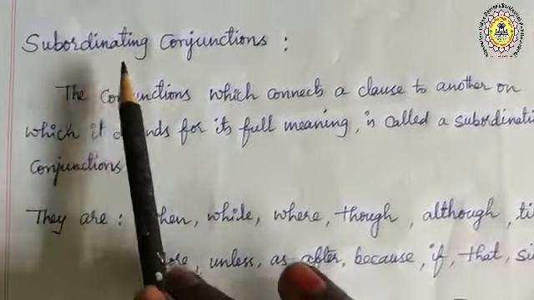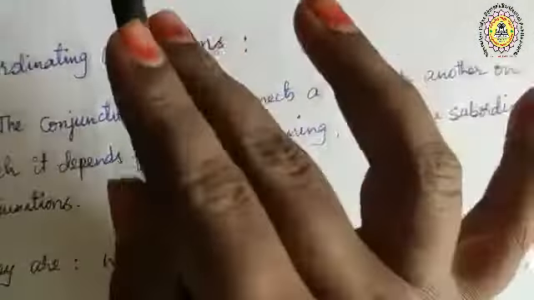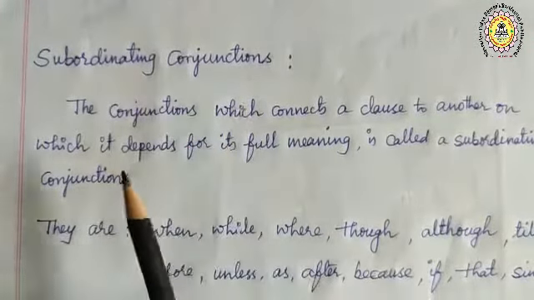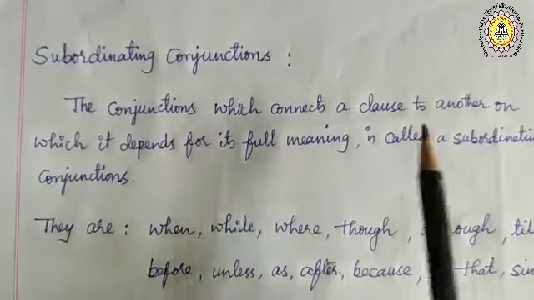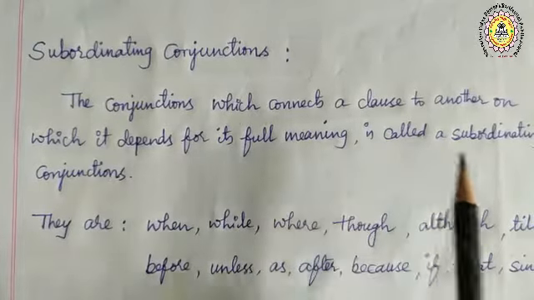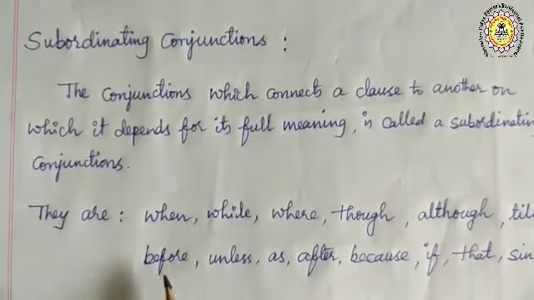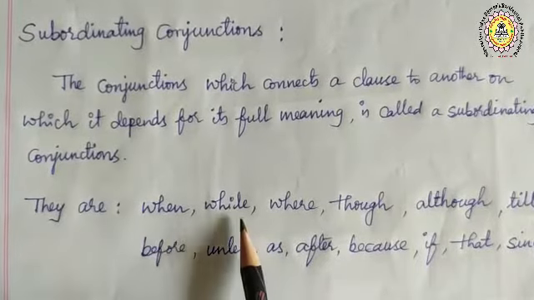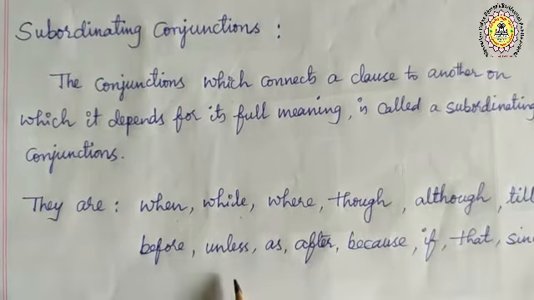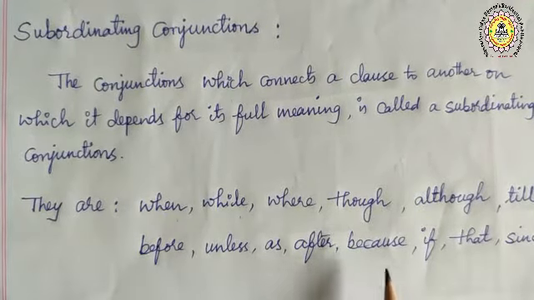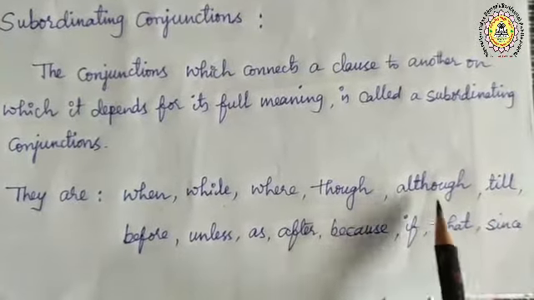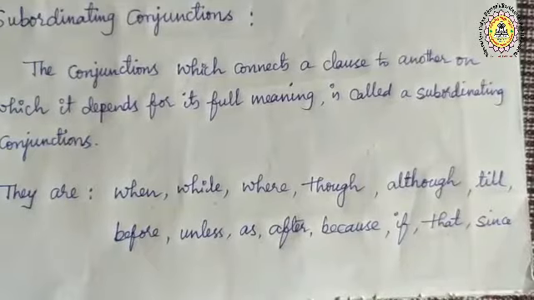Our second one is subordinating conjunctions. First one is coordinating and second one is subordinating. Now, let us see what is a subordinating conjunction. The conjunction which connects a clause to another on which it depends for its full meaning is called a subordinating conjunction. They are when, while, where, though, although, till, before, unless, as, after, because, if, that, since. These are some of the words which we use as subordinating conjunctions.